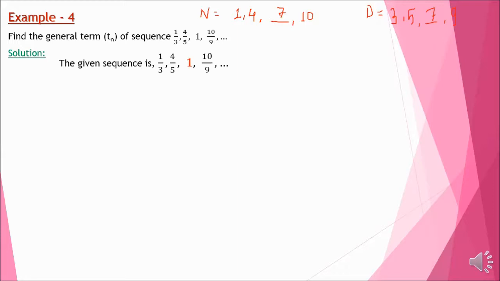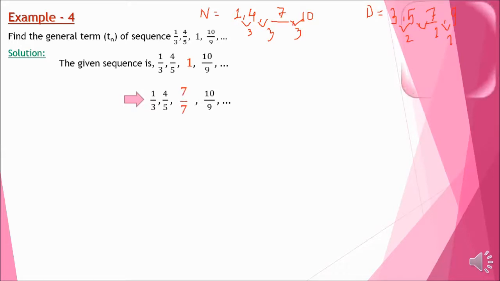Now see the sequence. The gap is 3, 3, 3, so there will be 7, and the gap is 2, 2, 2. Now the gap is 2, isn't it? The number must come with the gap 2. Now the 7 comes with the gap 3. Right here also 7 comes with the gap 3. So instead of 1, we can use 7 by 7. Now let's see: 1 by 3, 4 by 5, and there is a gap, 10 by 9. And now in the gap we can write 7 by 7. And now let's proceed forward.